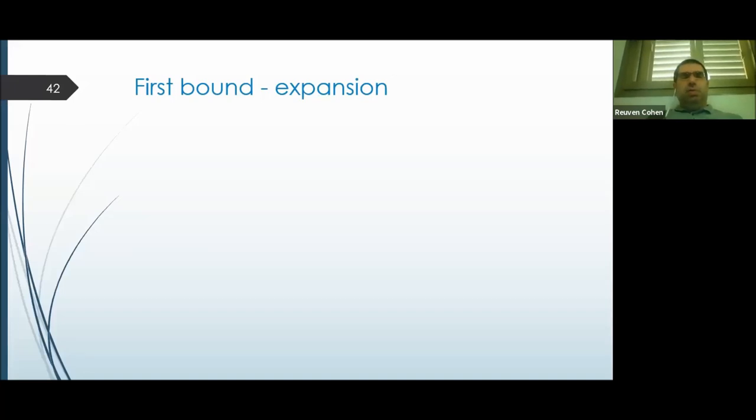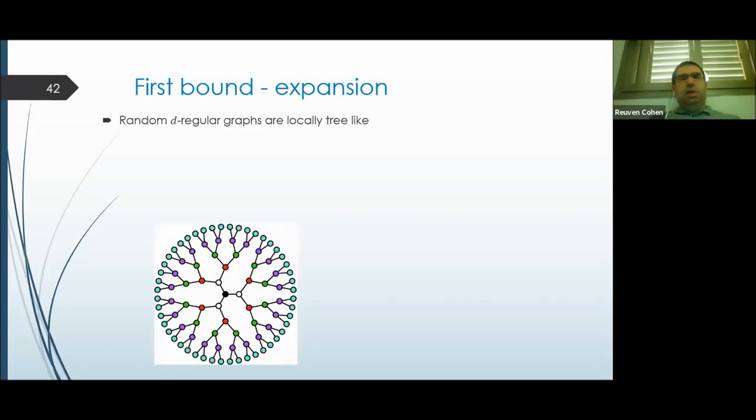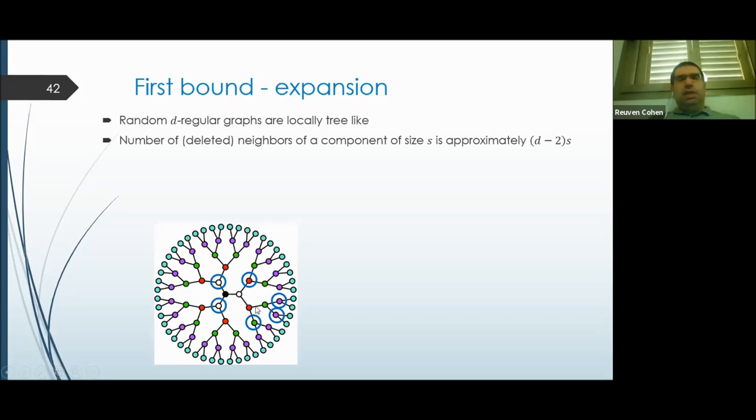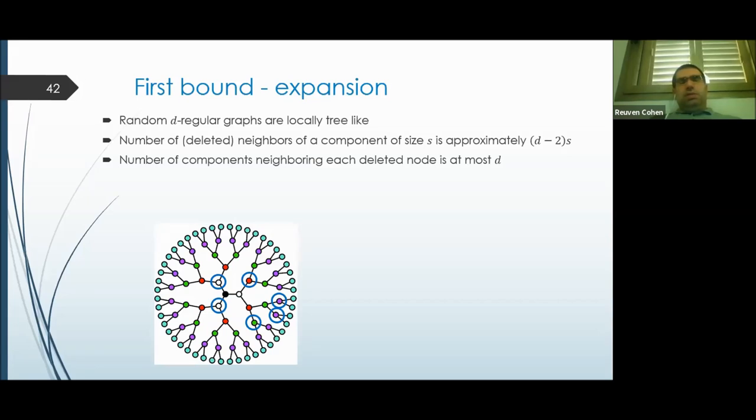So let's look at some bound on how low can we go, and this is based on an expansion argument. So let's take, for instance, a random d-regular graph. Locally, it looks like a tree. Only when I look very far, I start seeing edges that connect between nodes that I've already seen. So suppose I want to break some small piece of this tree, then I have to remove all the neighbors of the piece. However, the number of neighbors in graphs that look like this, the graphs that are expanders, is proportional to the size of the piece I broke.